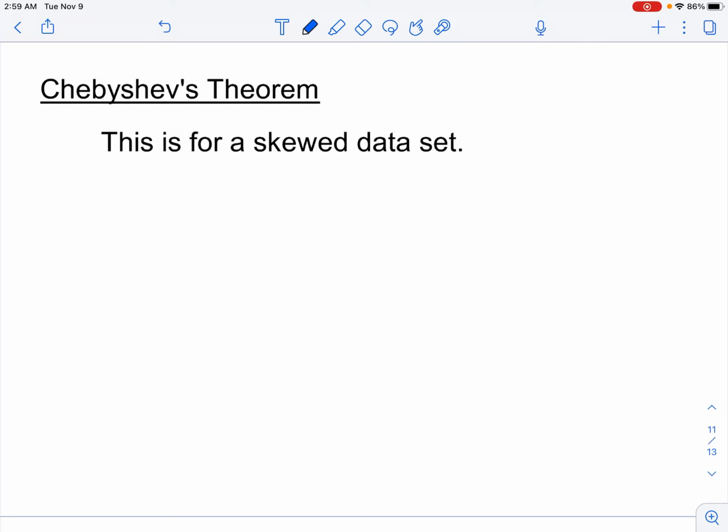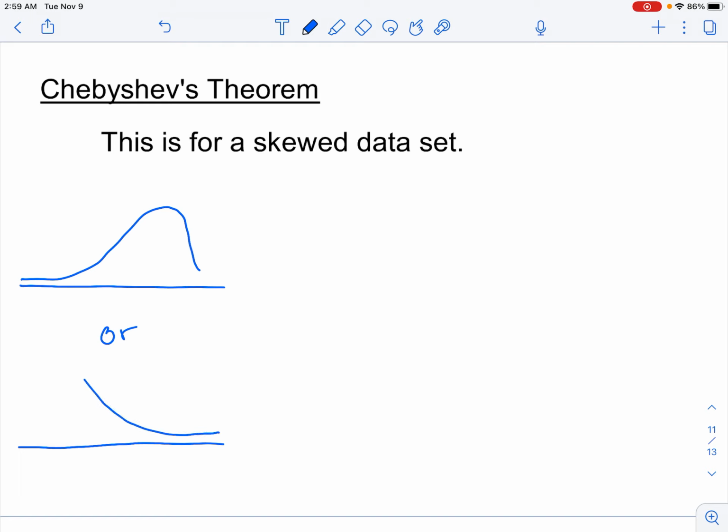All right, now we know that not all data is going to be symmetrical and bell-shaped. So there is a separate theorem called Chebyshev's theorem that allows you to figure out percentages that are appropriate for a skewed data set. I want to remind you that a skewed data set is somewhat bell-shaped, but it's lopsided to one side. So there's an example of skewed left, because the tail is on the left, or we could see skewed right, okay? So this theorem is applicable for these types of data sets, all right?